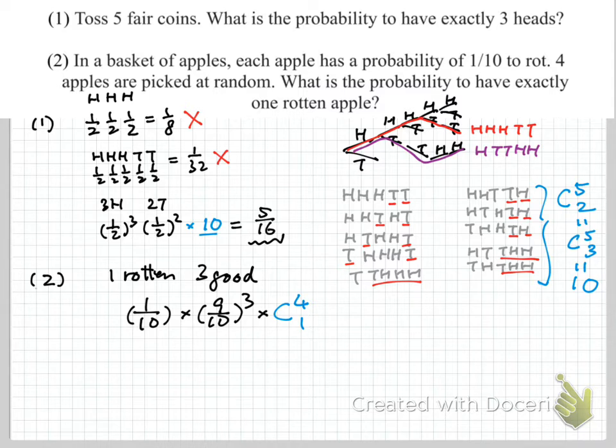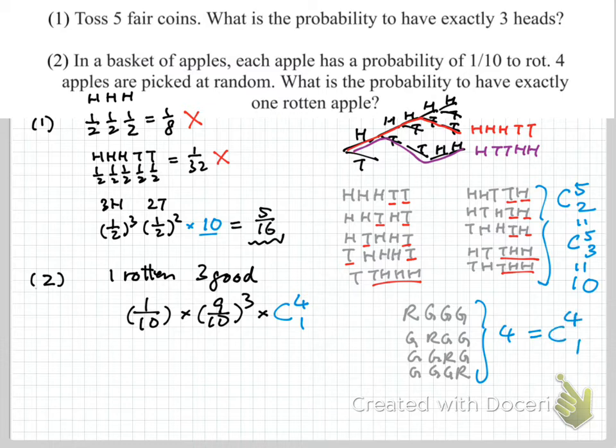A rotten apple and then 3 good apples. And then you move the rotten apple by 1 position. Alright? So we have this. So there are altogether 4 of them. Alright, and that 4 comes from 4C1, which is also the same as 4C3. Anyways, the answer goes to 729 out of 2500. Alright, so this is question 2.